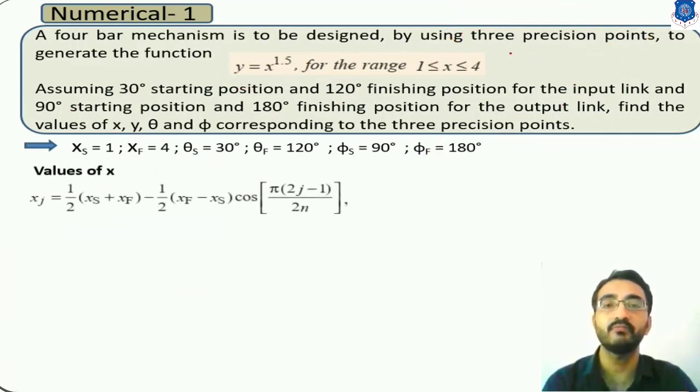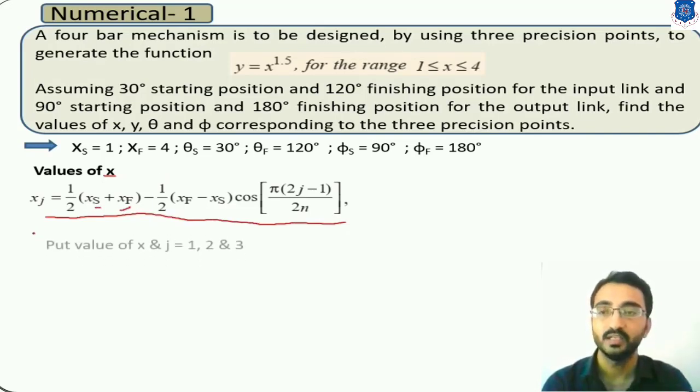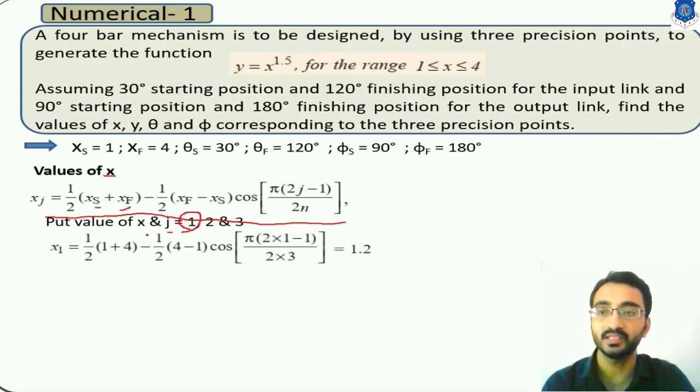First we will calculate the value of x, so we have to put in the Chebyshev equation. Here xs and xf are given to us. First we will calculate x1, so in that equation we put j is equal to 1. So x1 is equal to half of (1 plus 4), since starting is given as 1 and final is given as 4, minus half of (4 minus 1), cos of (pi times (2 into 1 minus 1) divided by 2 into 3). By solving these terms we get x1 is equal to 1.2.